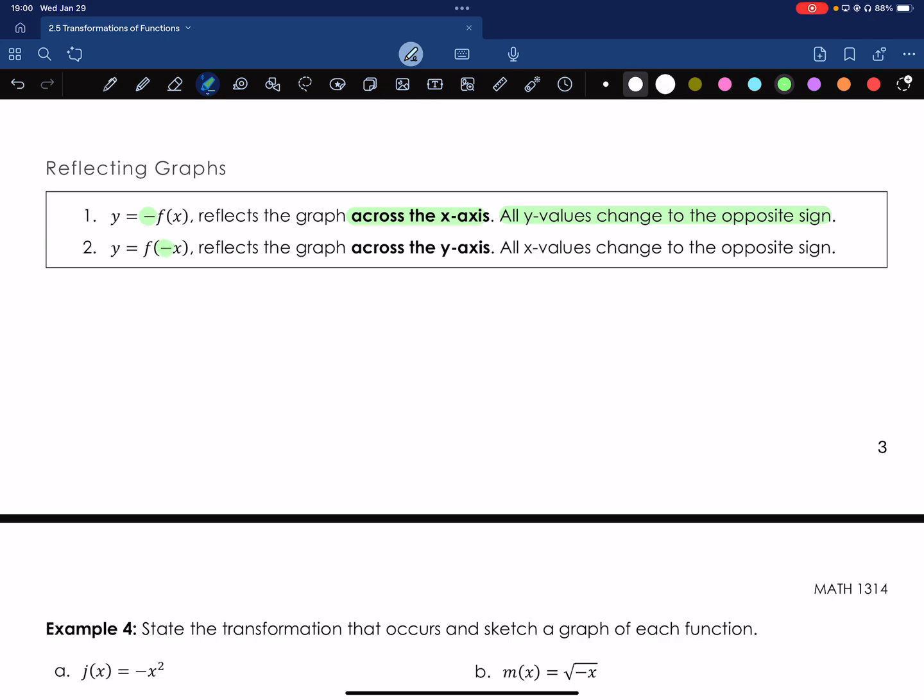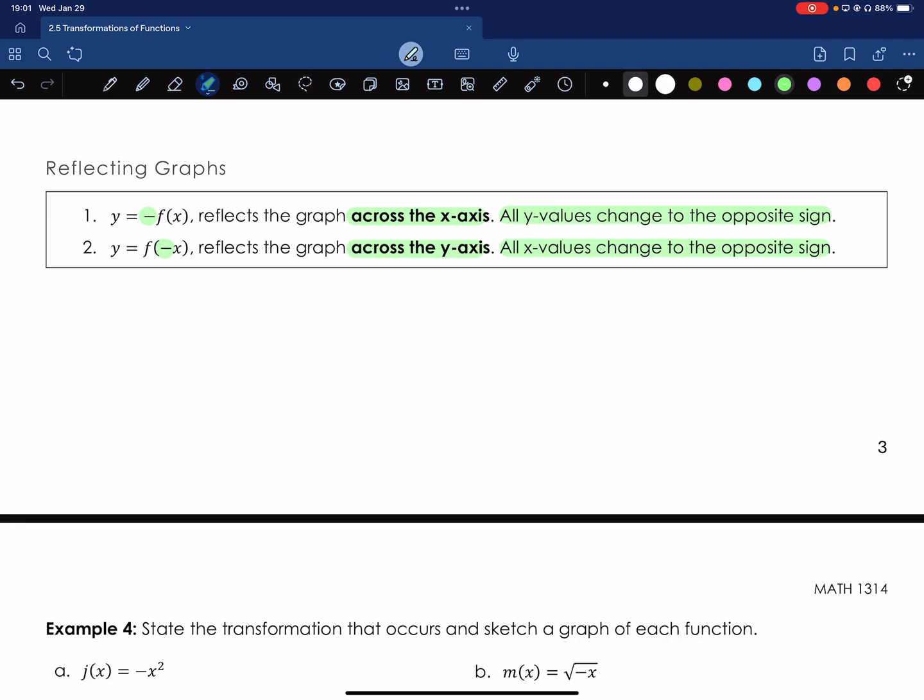If it's on the inside, that's when it's reflecting across the y-axis, and all of the x values change to the opposite sign. Y values stay the same, your x values just change to be positive or negative, whatever the opposite is. Okay, so whenever you're changing the signs, the other one that's not being affected stays the exact same.